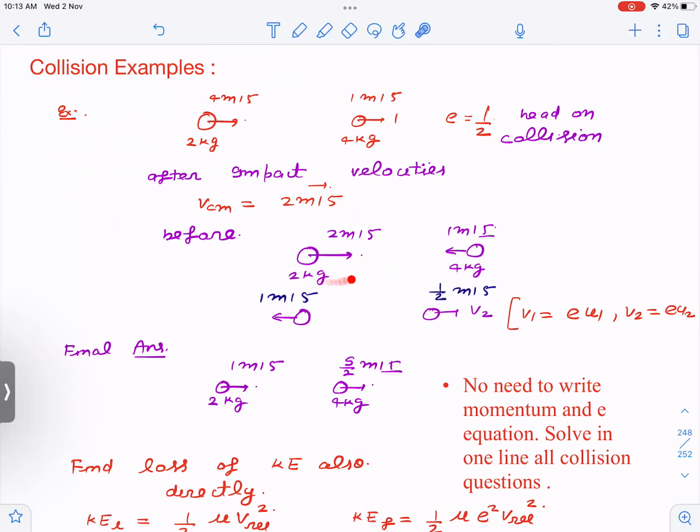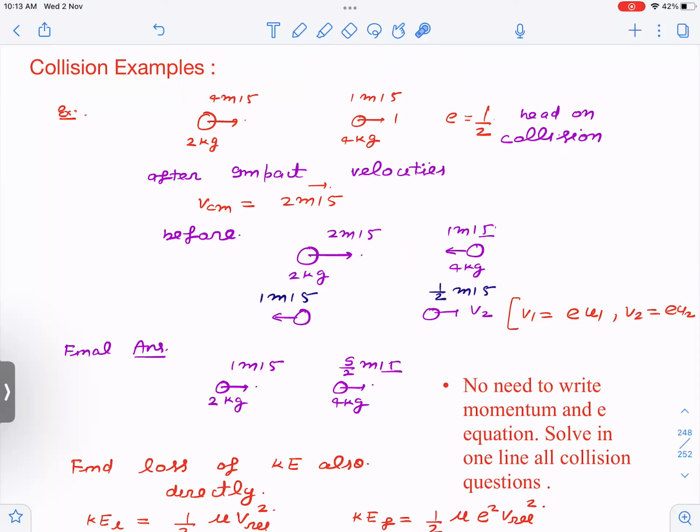These are the velocities in the CM frame, right? So if this is in the CM frame coming with 2, it will go back with e times 2, which is 1. This goes back with half. That's it, done, right? Same logic. The same thing you can extend. The same explanation which I've given for e equal to 1, you can do this. Remember this very simple result, and you don't need to write momentum or anything.